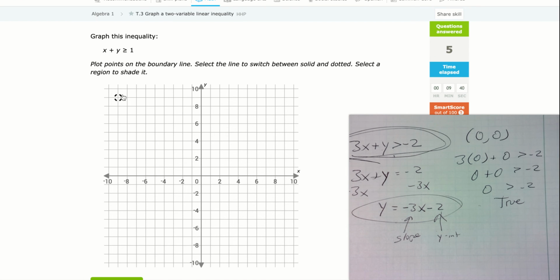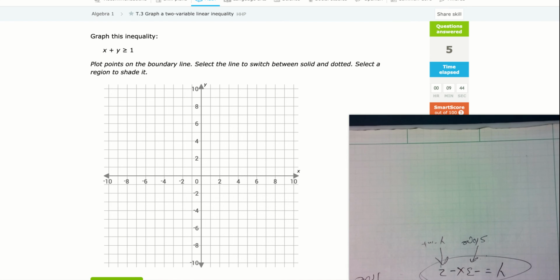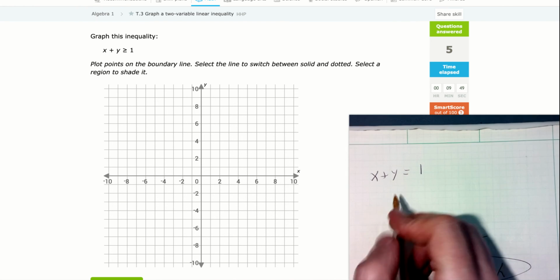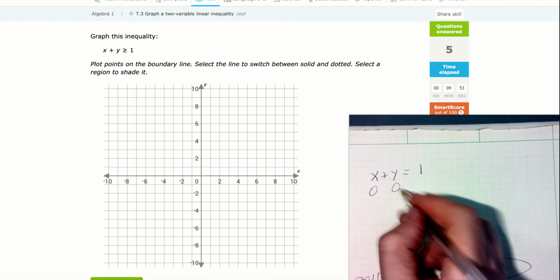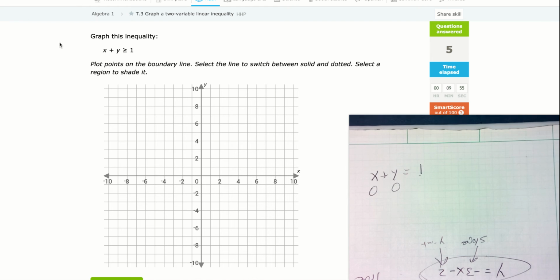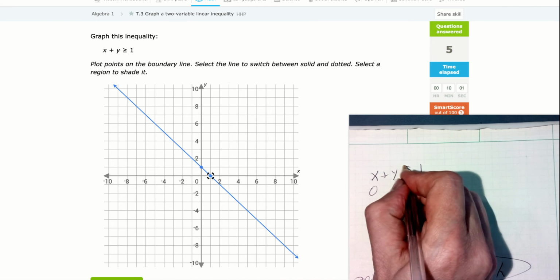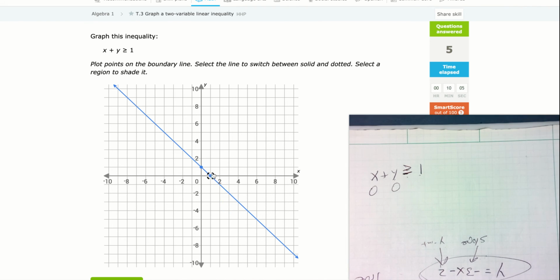Again, this one here, this is the one that I think would be so much easier just to find the x and y intercepts, right? X plus y equals 1. Make x 0, that tells me y is 1. Make y 0, that tells me x is 1. So I know I have an x and y intercept of 1 and 1. Then I look back at the inequality. I notice that the inequality has an equal sign underneath it. That means I want a solid line.